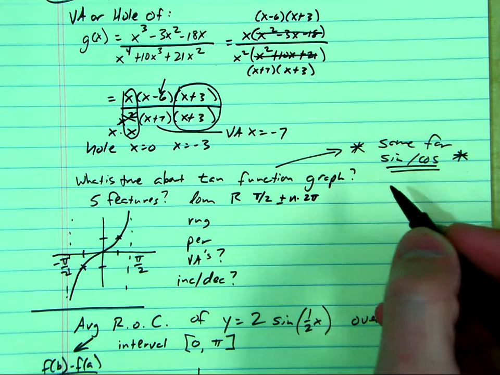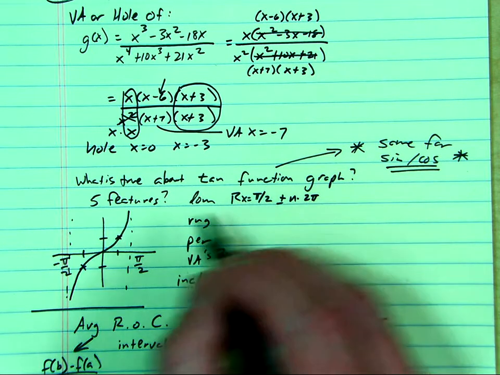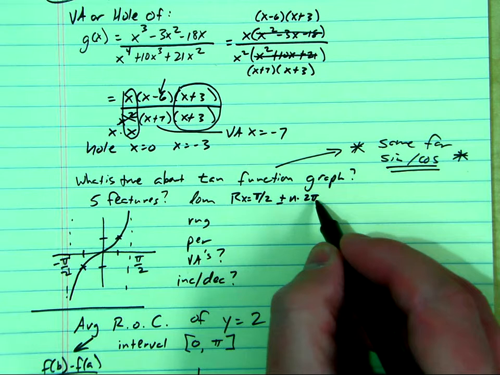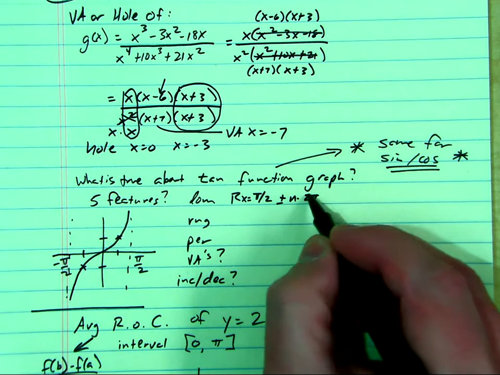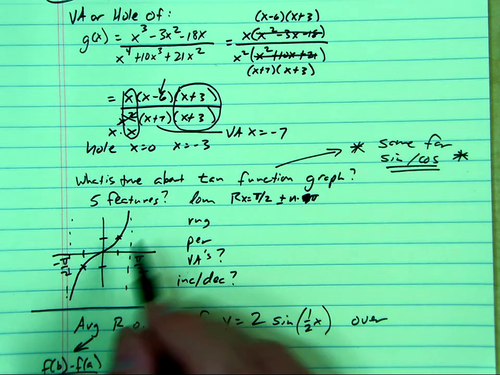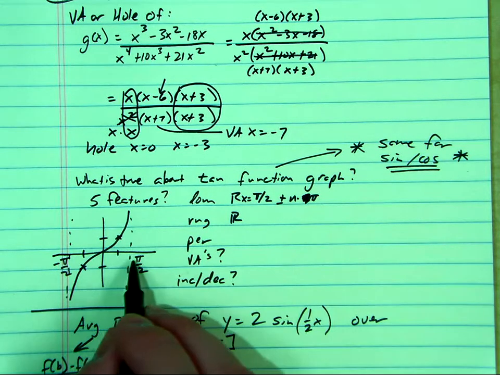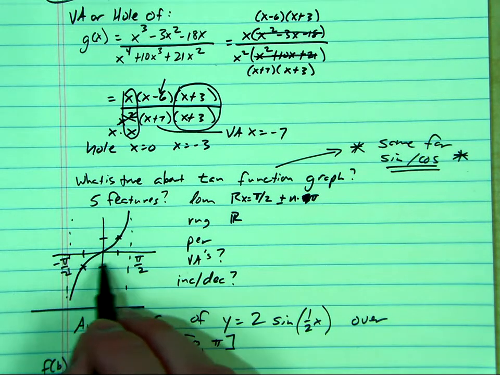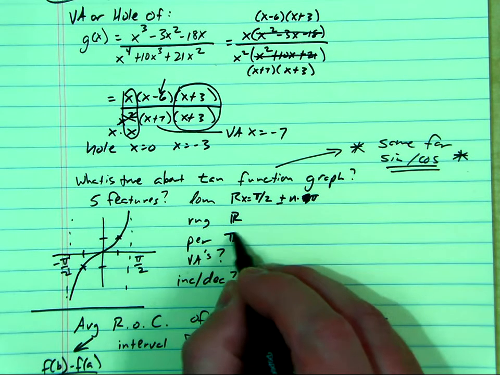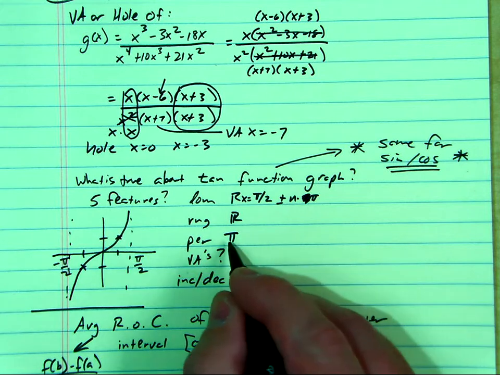I think that's how they wrote it in the book. So the domain is all reals except x cannot equal pi over 2 plus or minus n times pi, because that's where we're going to be dividing by 0. That's where the vertical asymptotes are. The range is going to be all reals from negative infinity to positive infinity. What's the period? What's this distance right here where it repeats values? Now, the period, remember, is pi for tangent. The period of sine and cosine is 2 pi. The period of tangent or cotangent is going to be pi.